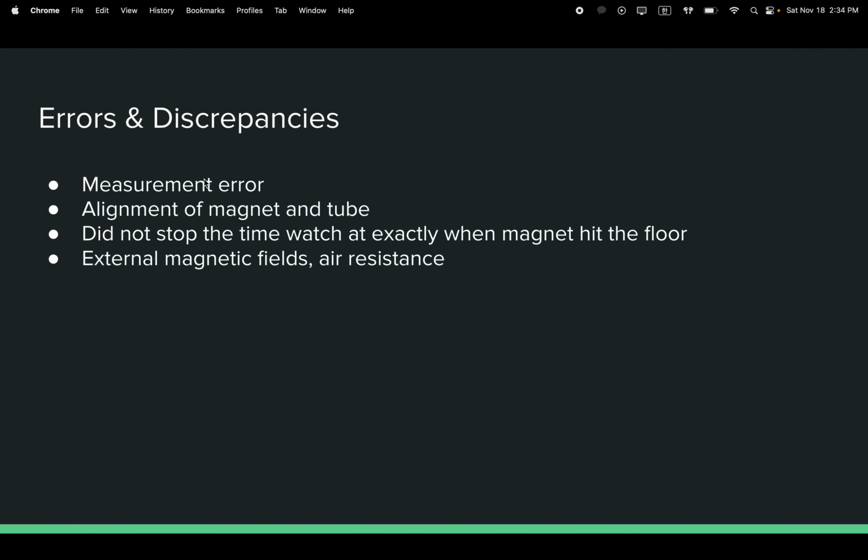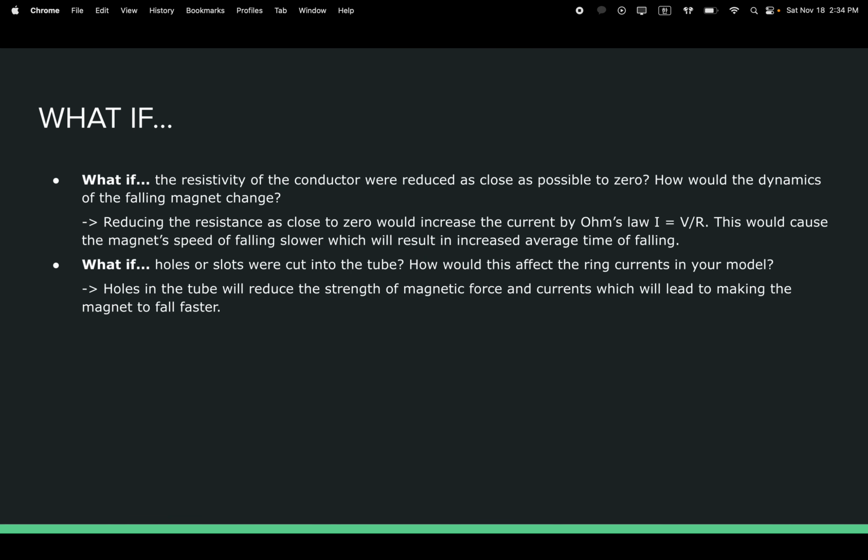So why do these discrepancies happen? The possible reasons could be measurement error or the alignment of the magnet in the tube. And I might not have stopped the timer exactly at the moment the magnet hit the floor. There could also be some errors or discrepancies caused by my assumptions of neglecting external magnetic fields and air resistance. And I'll conclude my lab report by answering these what-if questions.